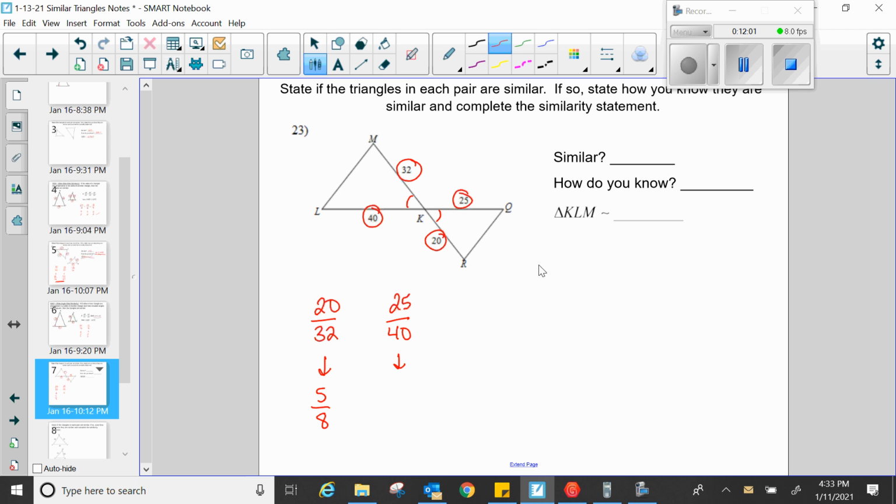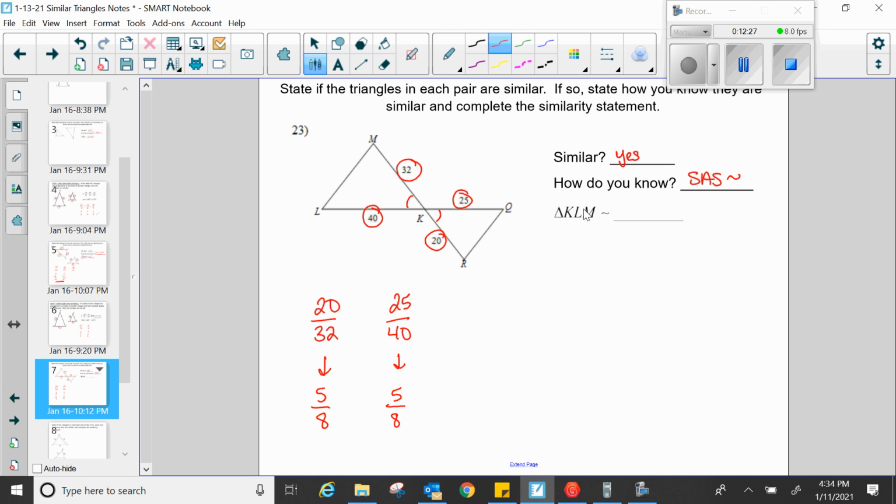And that also is going to reduce to give you 5/8, because 5 goes into 25 5 times and 5 goes into 40 8 times. So that's good. We've got proportional sides and the included angle is also congruent. So yes, they're similar. We know by the side-angle-side proportionality theorem or similarity theorem, whichever. And then we've got to fill in the similarity statement.